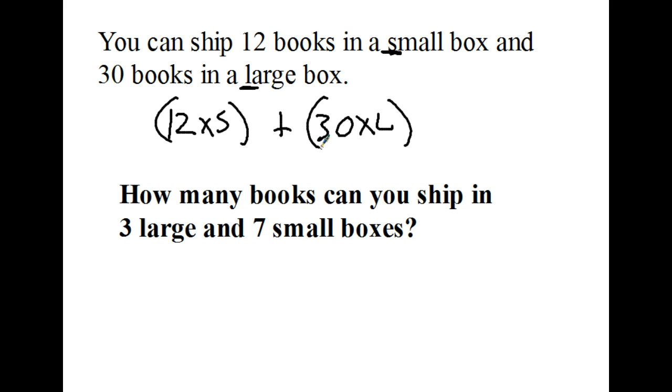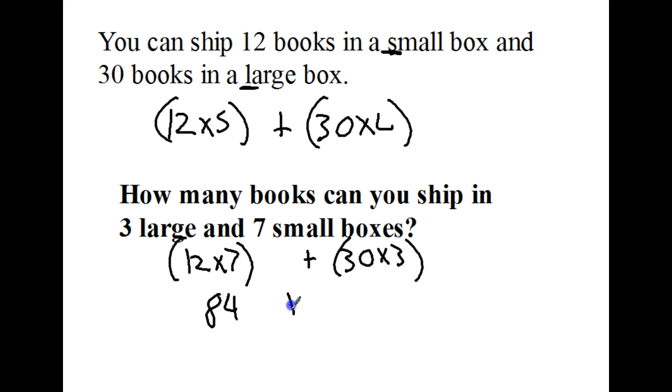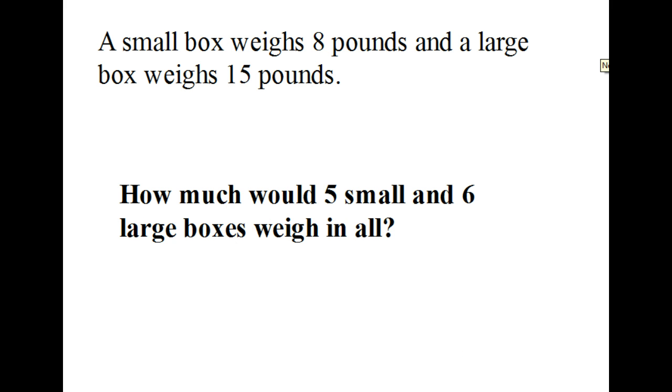How many books can you ship in 3 large? That would be 30 times 3. Plus 7 small. 12 times 7. 12 times 7 gets me to 84. 30 times 3 is 90. Add the 90 and the 84 together. I'm at 174 books.